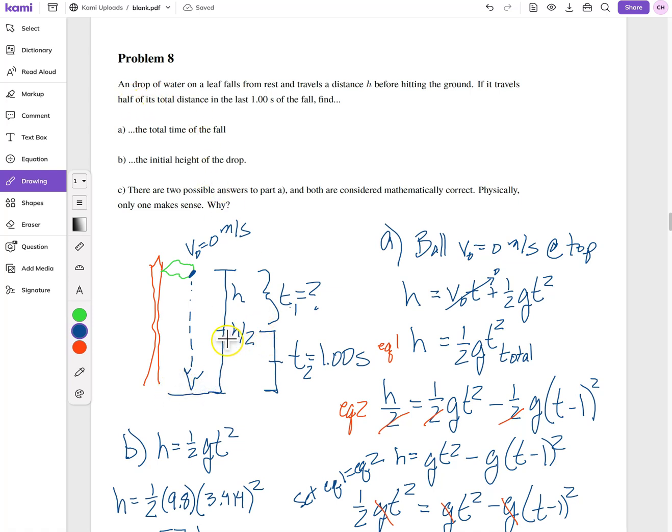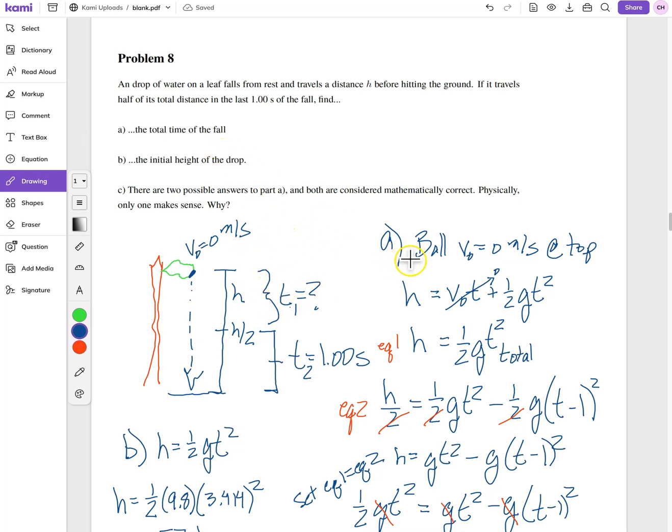If the bottom half falls and takes 1 second, they want to know what is the total time to fall, the initial height of the drop, and then they want to know why only one of the answers for part A makes sense, even though they're both mathematically correct.